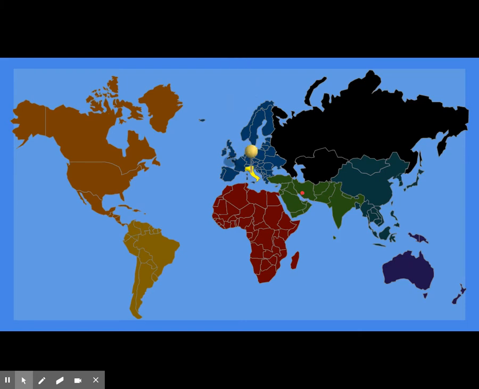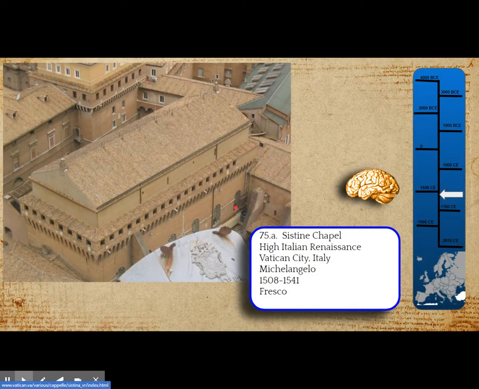Now, the piece that AP has picked, that we're going to talk about, the piece that AP wants you to know, he would be appalled that they want you to know, because again, he's going to see himself as a sculptor, not as a painter. But AP wants us to talk about the Sistine Chapel. Now, here it is. Here's the Sistine Chapel.